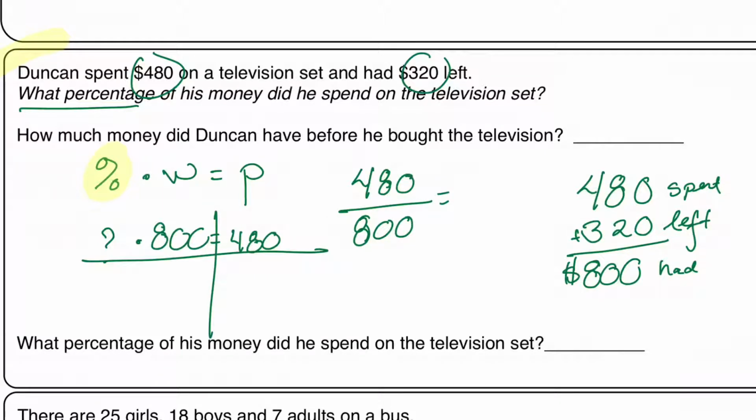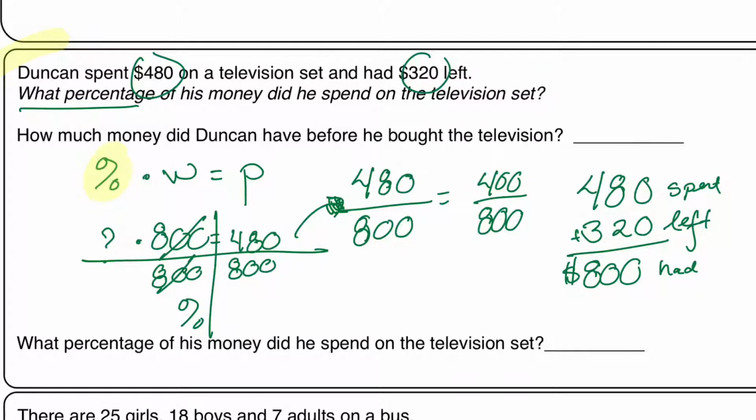Algebraically, it looks like this. I'm going to divide each side by 800. 800 divided by 800 just leaves me with the percent. And 480 divided by 800. Again, I want to think about this before I go to the calculator. If I had $800 and I spent 400 out of 800, that would be 50%, right? That's half. This is a little bit more than half, 480 out of 800. So I'm going to estimate that it's going to be around 60%. It's going to be more than 50%. Let's take a look.